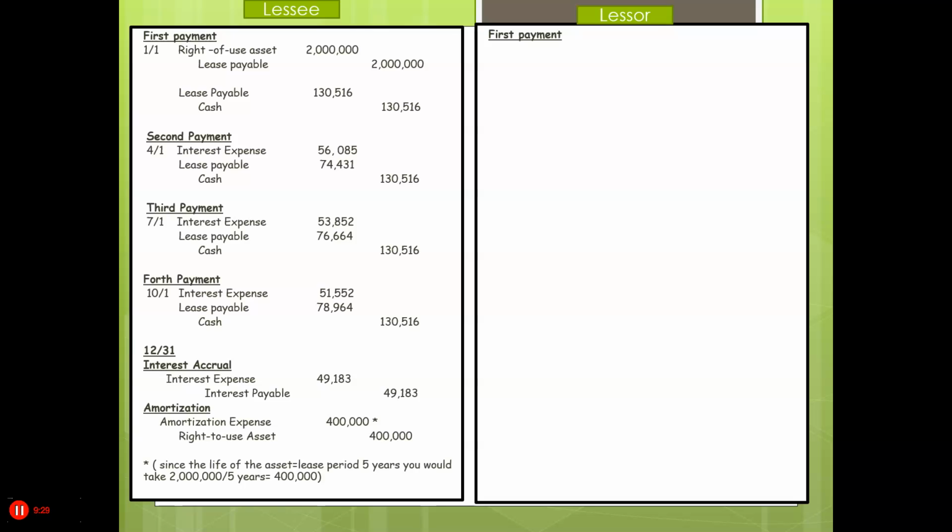Well, on the part of the lessee, the entries are exactly the same. There is no change. So they're the same ones we already went through. Now, for the lessor, the only thing that's going to change is that first entry, because we're going to have to book sales and cost of goods sold. All the rest of the entries are the same.